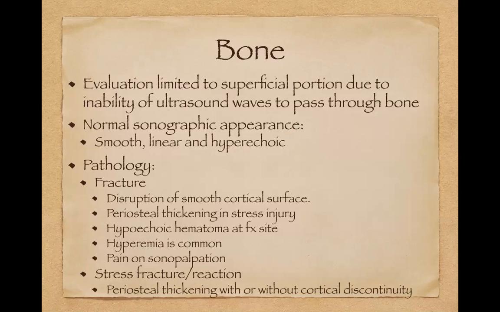Moving on to bone. Evaluation is limited to superficial bone because it has a high impedance. The normal sonographic appearance is smooth, linear, and hyperechoic. With pathology, you can see a fracture where there is disruption of the smooth cortical surface, some periosteal thickening, and a stress injury. There is hypoechoic hematoma at the fracture site, and hyperemia is common, as well as pain on sonopalpation. In a stress fracture or stress reaction, you can see periosteal thickening with a reduced cortical discontinuity.